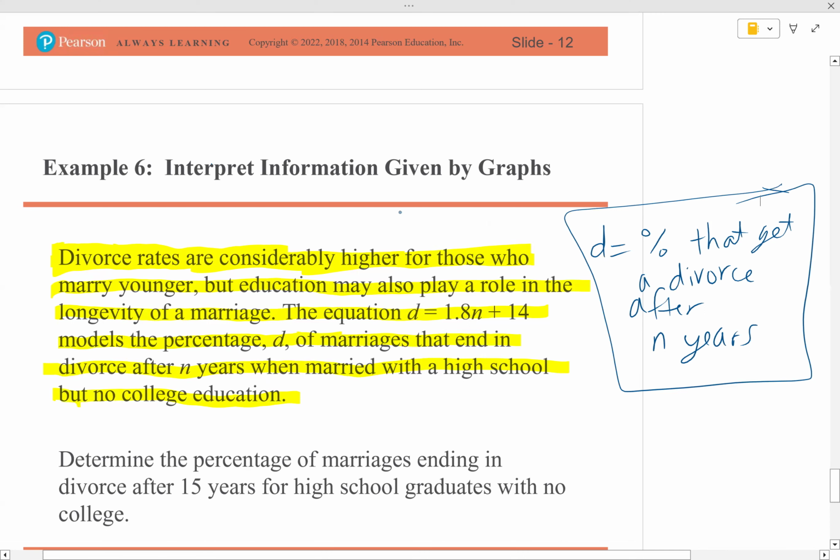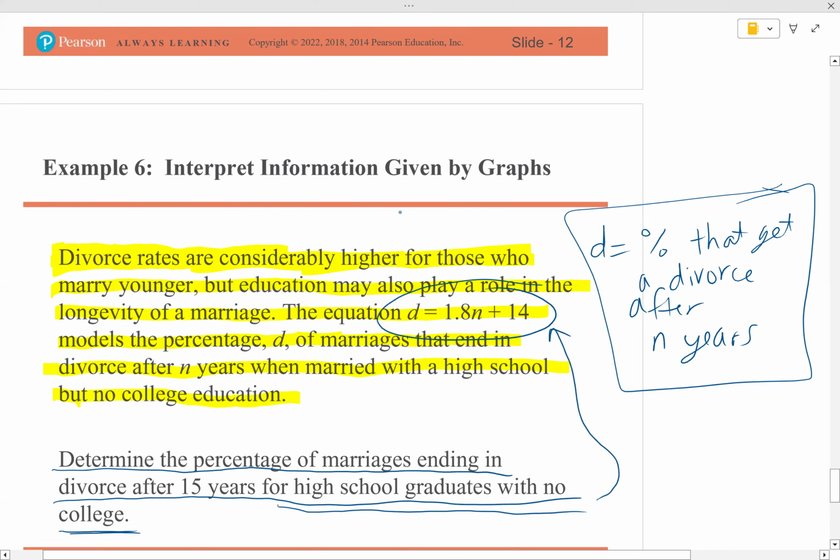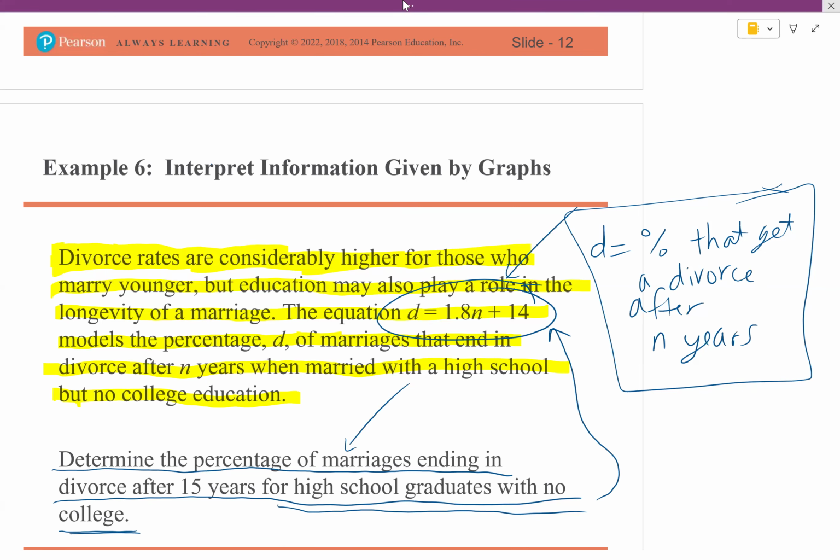Okay, what do they want us to do here? Determine the percentage of marriages ending in divorce after 15 years for high school graduates with no college. That last part, when they say for high school graduates with no college, they're just saying you have permission to use this equation because this equation was only true for those that are high school graduates with no college. They had to throw that in there because someone might have said, well, I don't know what it is because you didn't tell me what kind of people these are. This equation only goes for the people that have no college.